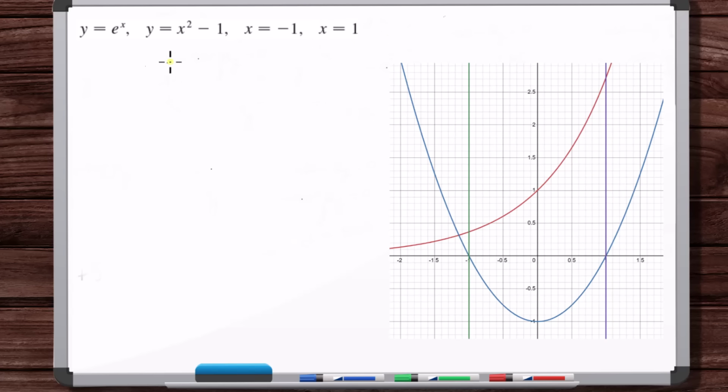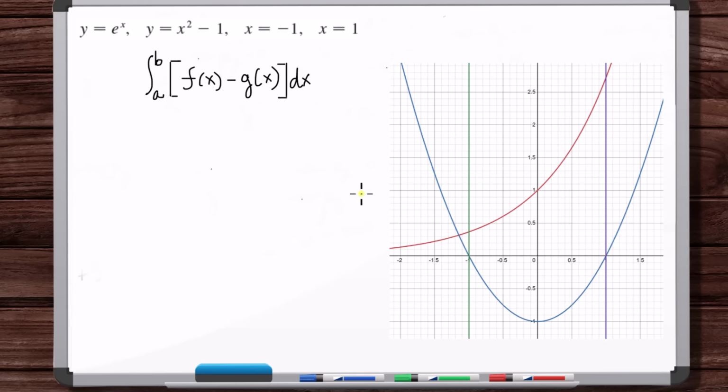And so the integral that was developed in this section for finding these kinds of areas between curves was the integral from a to b of f of x minus g of x dx, where f of x is greater than or equal to g of x for all x on the interval from a to b. And we can see that is the case here if we treat e to the x as f of x and x squared minus 1 as g of x.